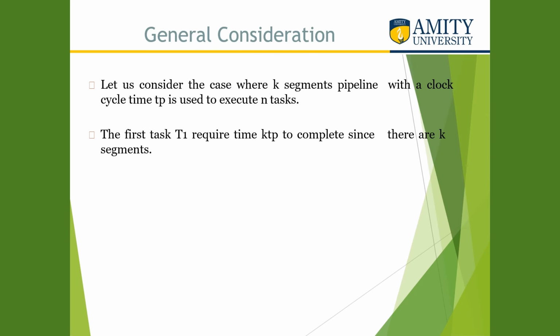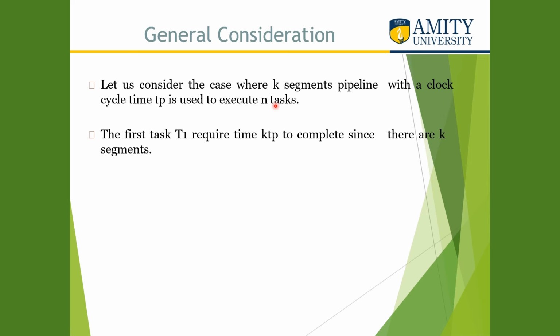Now this is a consideration where we will understand the time taken, the number of clock cycles in a system with pipelining. So if we consider k segments, we had k as 3 in the previous pipeline, and a clock cycle time of tp, to execute n number of tasks. So the first task will require k tp to complete. Why is this?